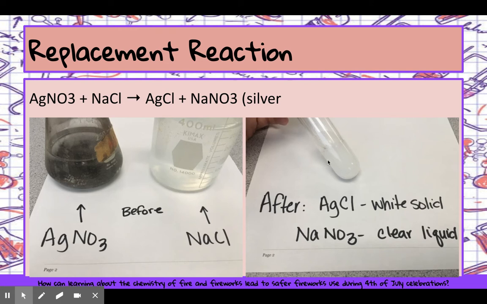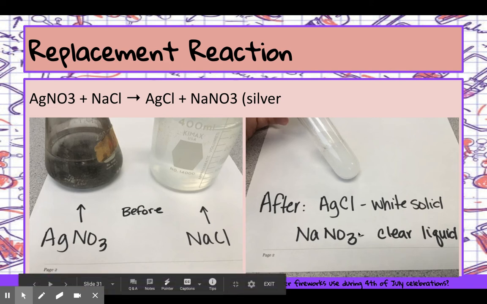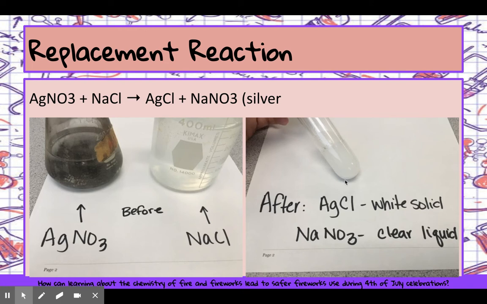The liquid left behind is the sodium nitrate, but the silver chloride is this salt at the bottom of the test tube. And that's pretty cool because we will see a precipitate in our lab coming up in lesson 3.